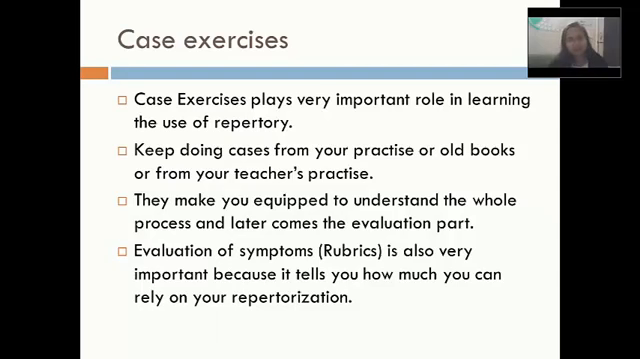So suppose you're taking 10 rubrics and your remedy is covering 5 rubrics or 6 rubrics, you have to know which part you can ignore and which rubric is your main rubric. You have to evaluate like this. So evaluation of symptoms or rubrics is also very important because it tells you how much you can rely on your repertorization.